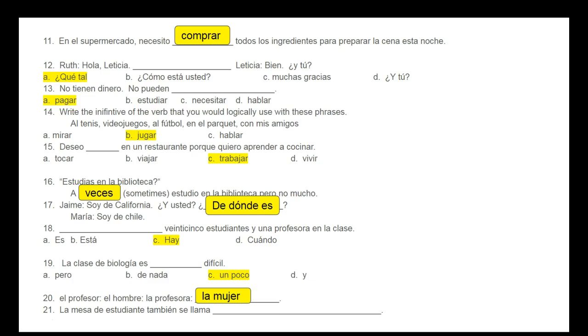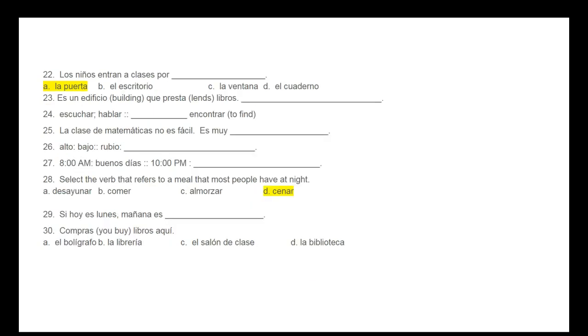Número 19, la clase de biología es un poco difícil. So this is one that we practiced together earlier. El profesor, el hombre, la profesora, la mujer. La mesa de estudiante también se llama. So the desk of a student is also called el escritorio. Los niños entran a clases por la puerta. The students enter the classes through the door.